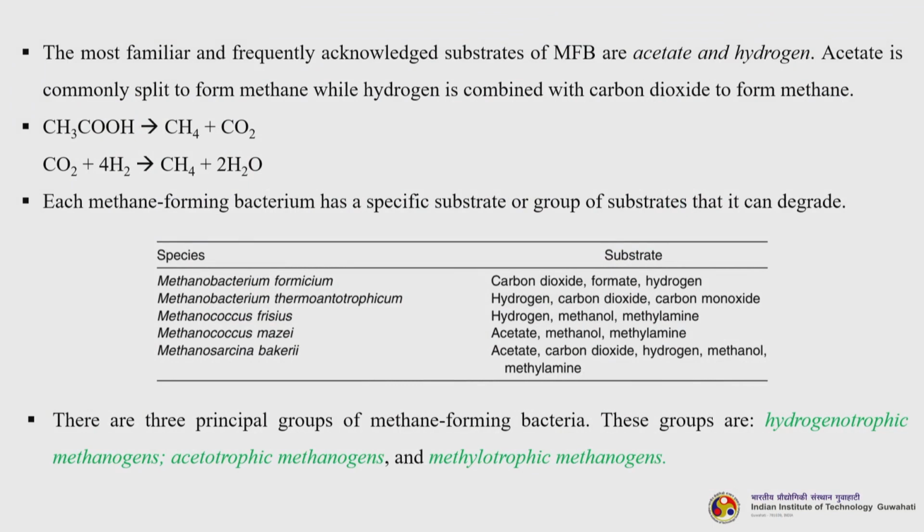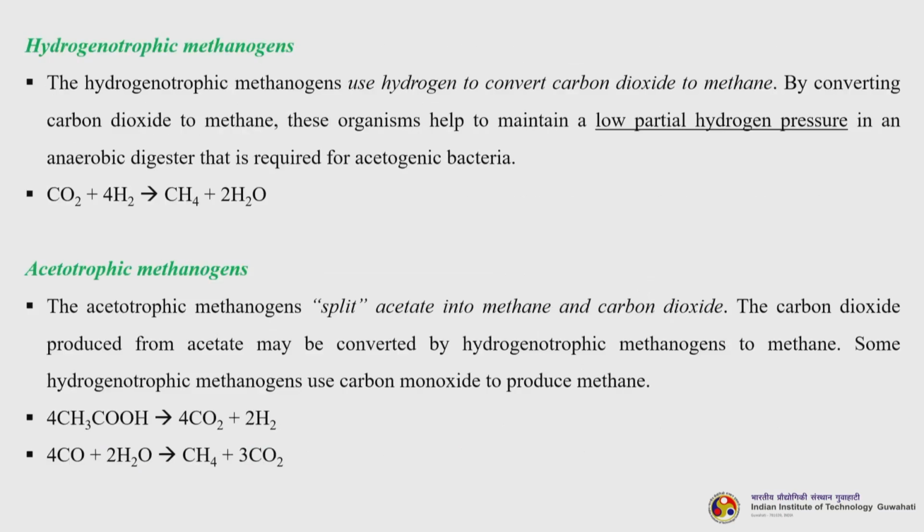Now, there are 3 principal groups of methane forming bacteria. These groups are hydrogenotrophic methanogens, acetotrophic methanogens and methylotrophic methanogens. Broadly grouped into 3 different types. Let us see the hydrogenotrophic methanogens. The hydrogenotrophic methanogens use hydrogen to convert carbon dioxide to methane. By converting carbon dioxide to methane, these organisms help to maintain a low partial hydrogen pressure in an anaerobic digester that is required for the acetogenic bacteria to do their reaction. Carbon dioxide plus 4 hydrogen gives methane plus 2 water.